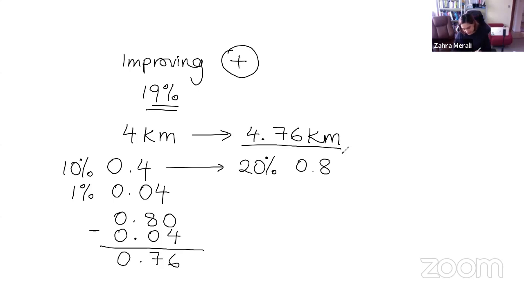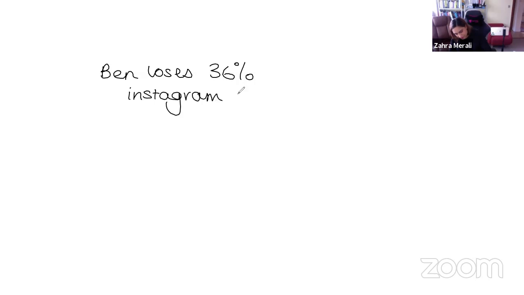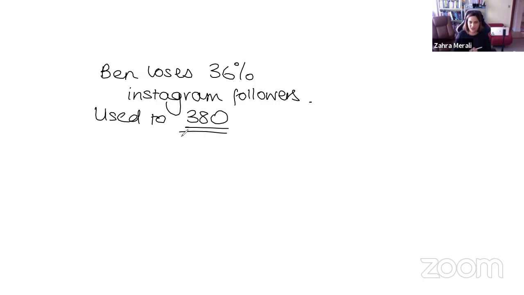Right, so let's have a look at one where they're decreasing. Okay, so we've got: Ben loses 36% of his Instagram followers. He used to have 380. How many does he have now? Okay, so he's losing. You see this word and you go, okay, must be negative. So we're taking away.